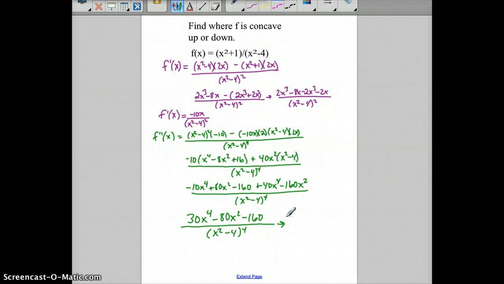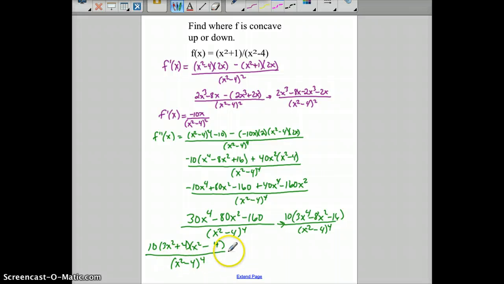All right, I'm going to factor the top, so I'm going to divide out the greatest common factor, which is 10. So I'll have 3x to the fourth minus 8x squared minus 16. And that's going to factor to (3x squared) times (x squared), and then to get the 16, I'll have a 4 times a 4. I want a negative 12 and a positive 4 to give me my negative 8x squared. All right, so a lot of simplifying. That is the second derivative.